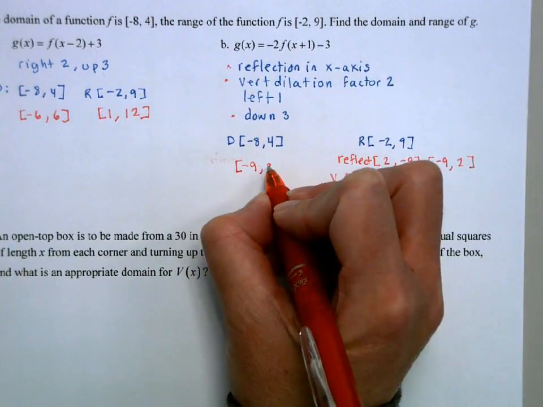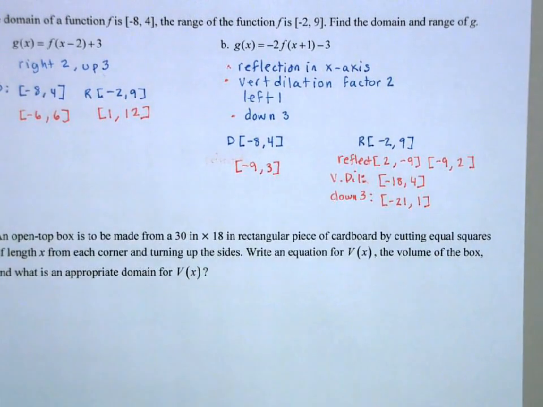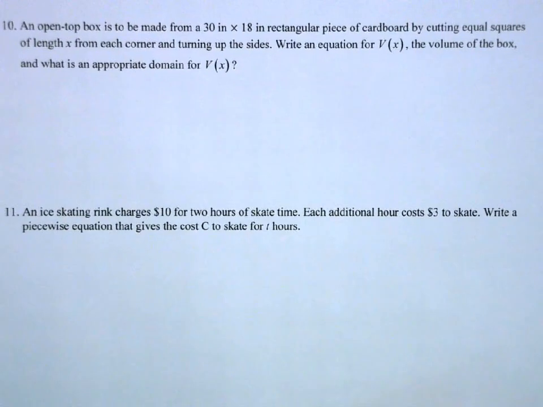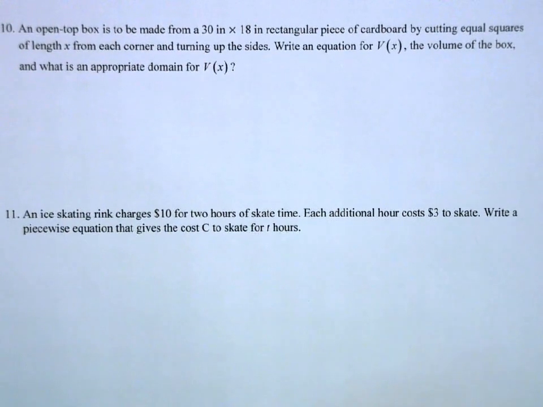Okay, so that was a lot of questions on topic 112. That is a topic that you will see over and over and over again, so it's one you really want to get down. Now we're going to look at 113 and 114, which is going to be all about modeling different situations. So my first situation is an open top box is to be made from a 30 by 18 rectangular piece of paper.